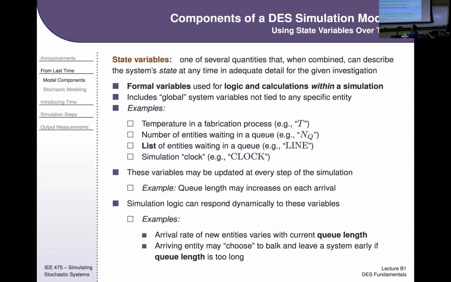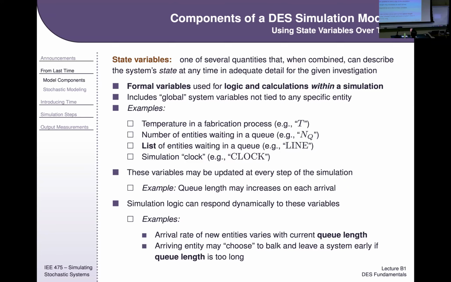Okay, great. All right, so then state variables, this is how we do our bookkeeping. So we have to keep track of how many resources are currently being used. We have to keep track of where entities are. Are they in this queue or in this queue, and so on. All of this bookkeeping to keep track of the state of the world we put into so-called state variables.